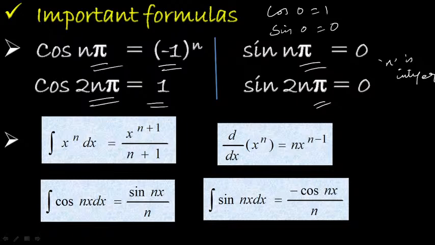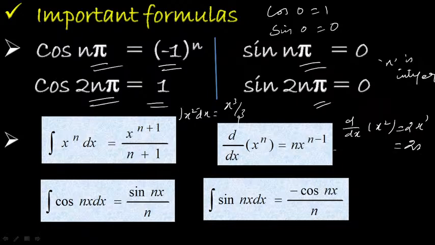These are the basic integral and differentiation formulas: integral x power n dx is equal to x power n plus 1 divided by n plus 1, whereas d by dx of x power n is equal to n x power n minus 1. Suppose we integrate x square with respect to x, the answer is x power 2 plus 1 divided by 2 plus 1, that is x cube by 3. If we differentiate the same function with respect to x, we get n x power n minus 1, so 2x power 2 minus 1, that is 2x.